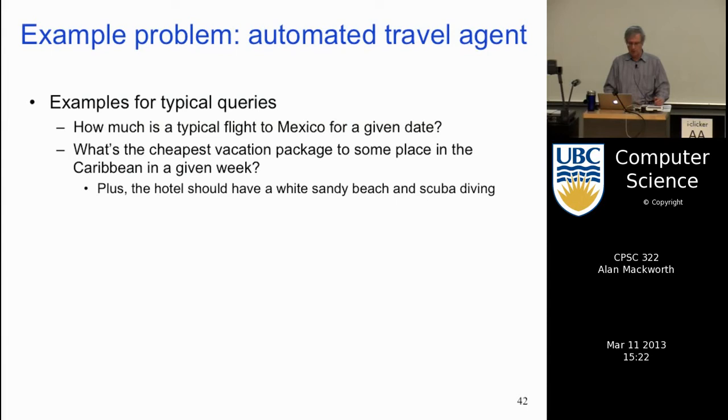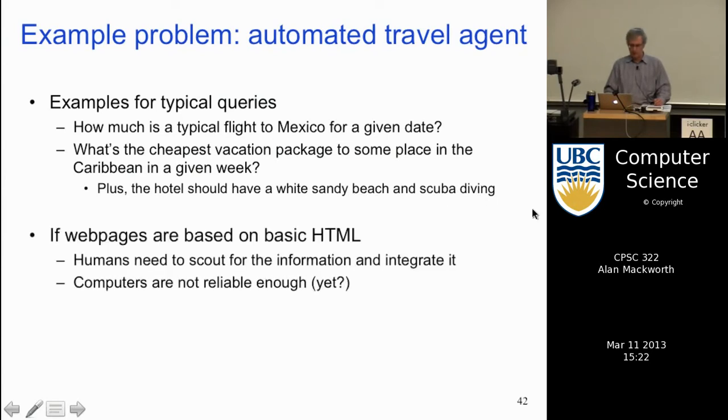And at the moment, this almost all has to be done by a human or using very simple Google-like association techniques. So this travel agent might want to ask questions like this. What's a typical flight to Mexico for a given date? What's the cheapest vacation package to someplace in the Caribbean? I want to make sure the hotel has a white sandy beach and scuba diving available. TripAdvisor, et cetera, doesn't do well on queries like this that are based in English, for sure.